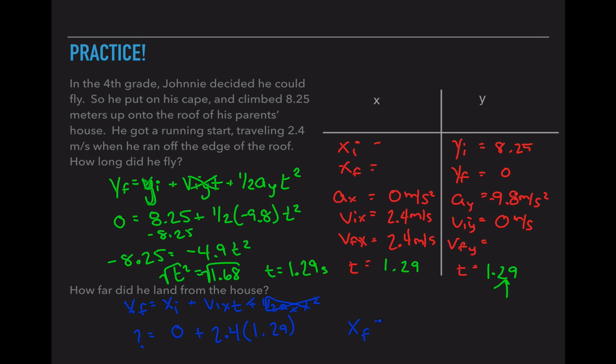So XF equals 0 plus 3.096. So XF is 3.096 meters away from the house. Okay, so there is an example problem of a horizontally launched projectile. We're going to be working with this multiple times, not only in practice problems and calculations, but also in a lab where we're going to launch a marble off a table and you're going to try to calculate where it's going to land. So I'll see you in class tomorrow so we can go ahead and practice this.